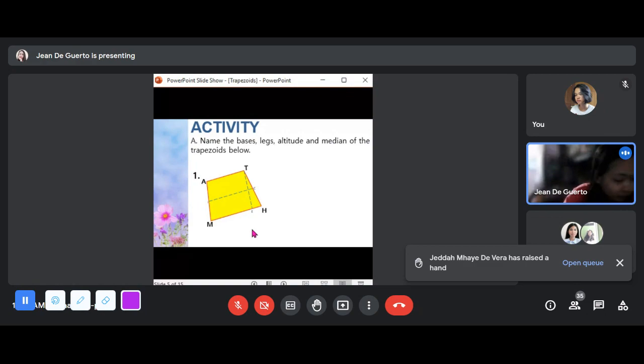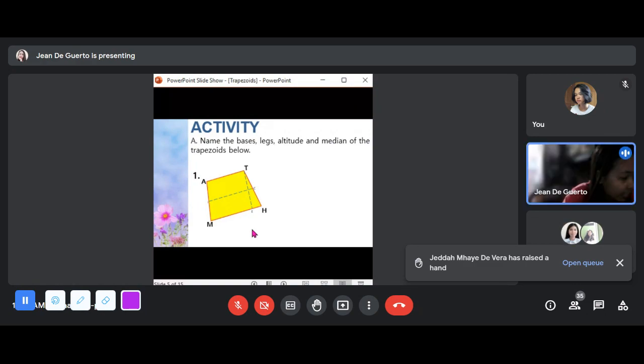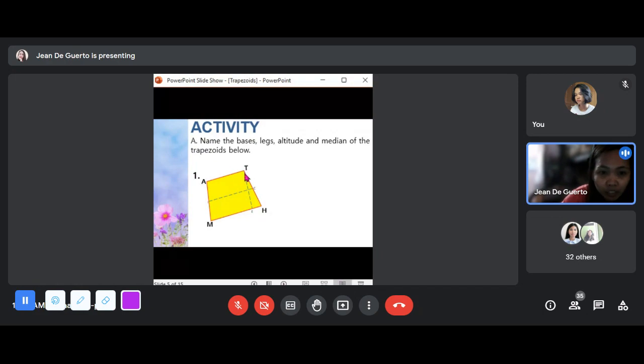Side TE po. Yes, we have line segment TE. So, it is perpendicular to segment MH. From the vertex T, it is perpendicular to line segment MH. Okay? So, segment TE is an altitude. You can also have an altitude along this side.